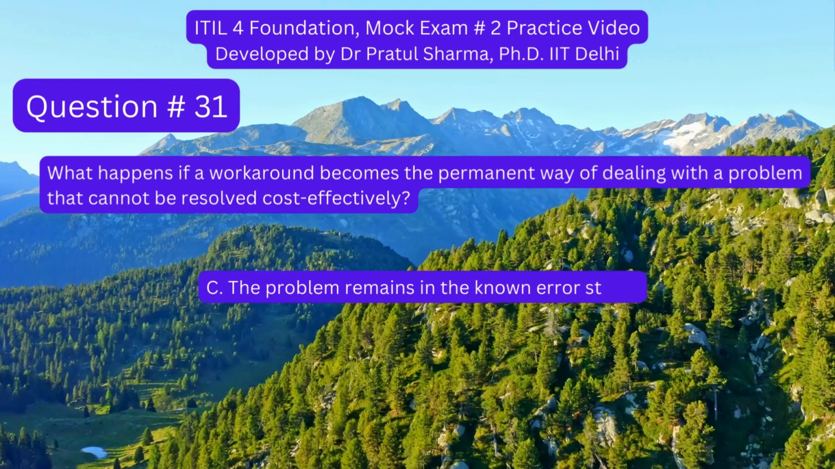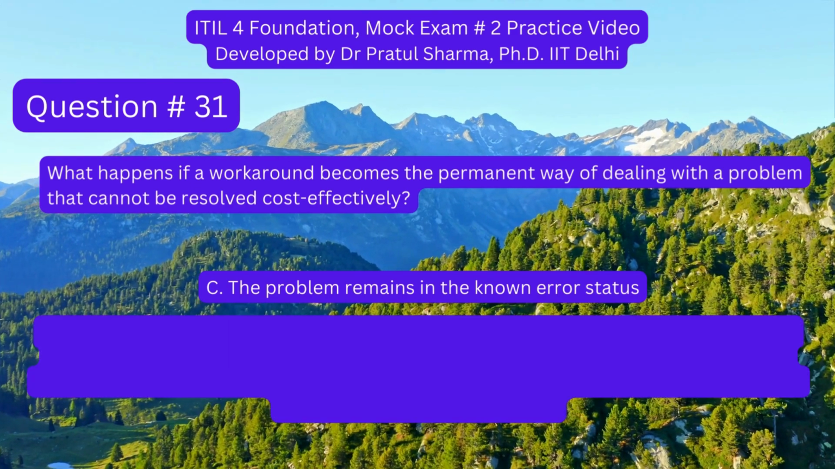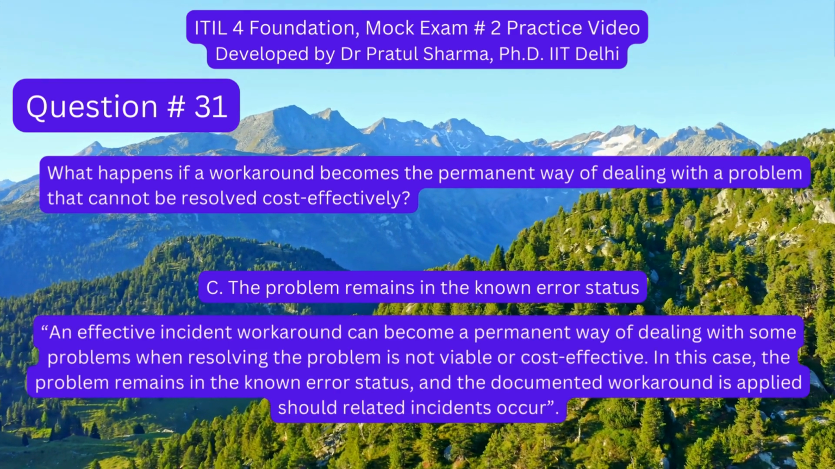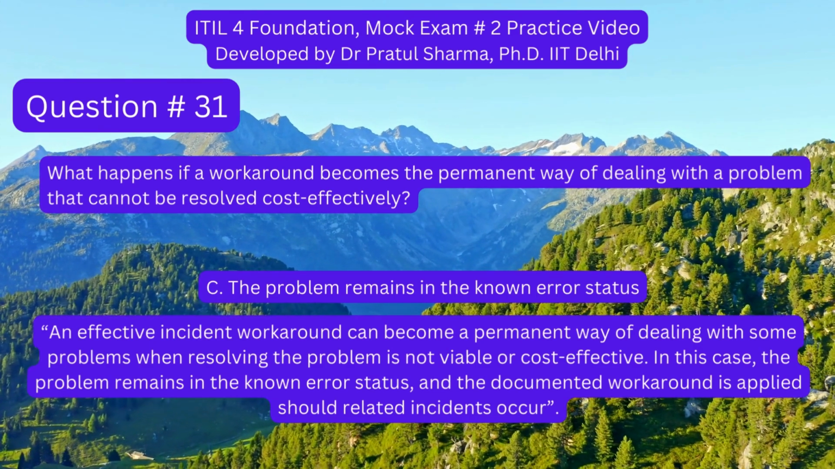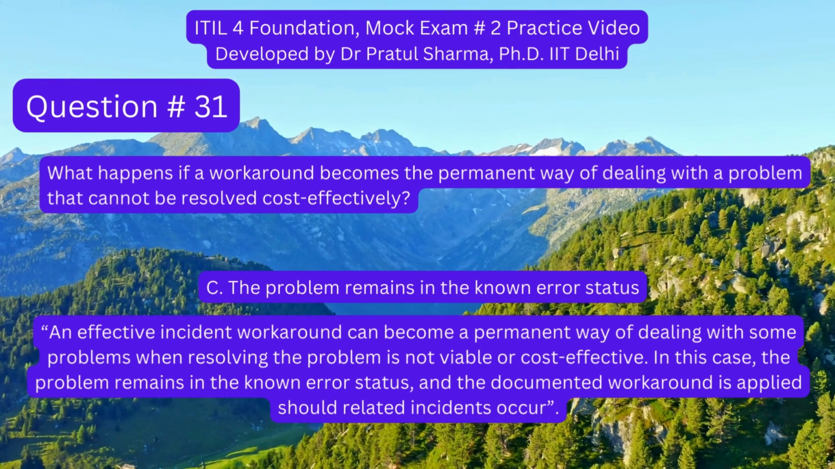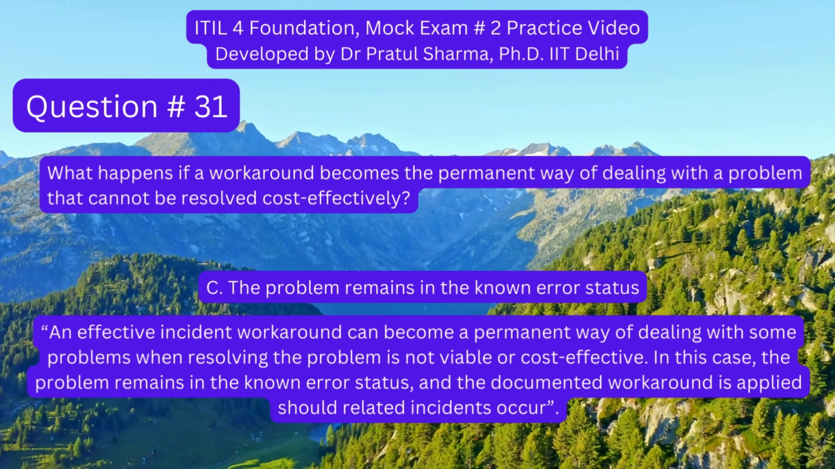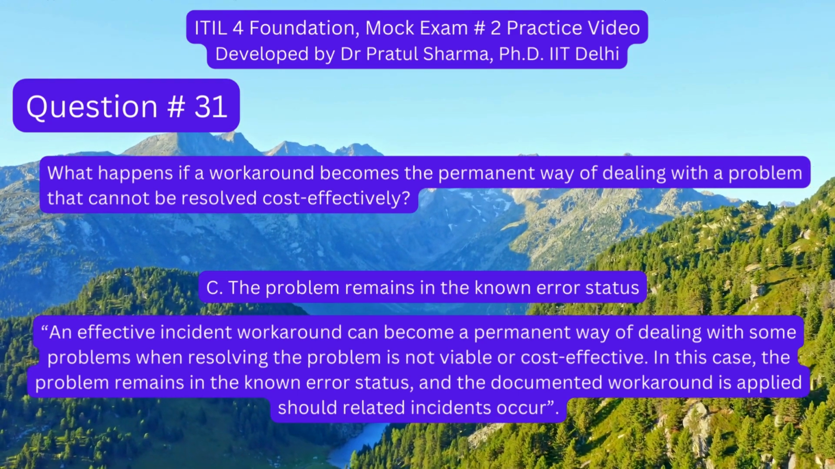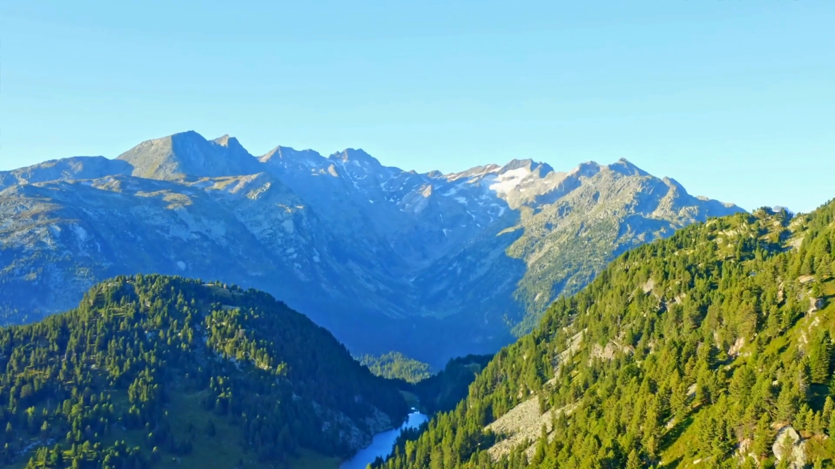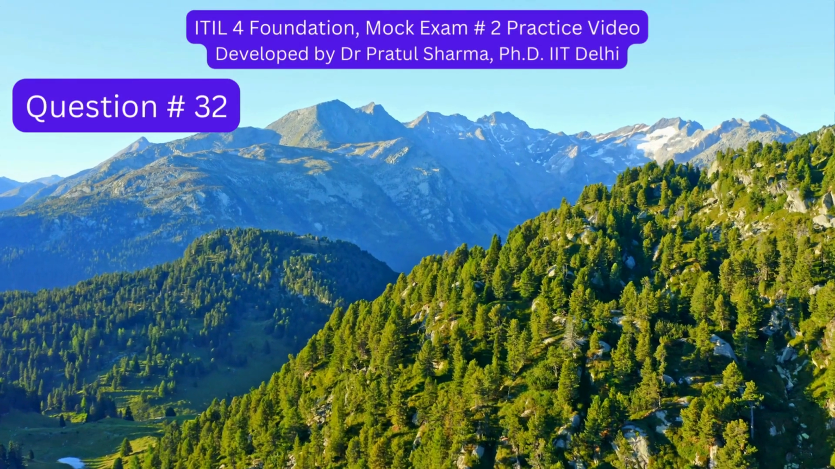C. The problem remains in the known error status. An effective incident workaround can become a permanent way of dealing with some problems when resolving the problem is not viable or cost-effective. In this case, the problem remains in the known error status, and the documented workaround is applied should related incidents occur. Question number 32.